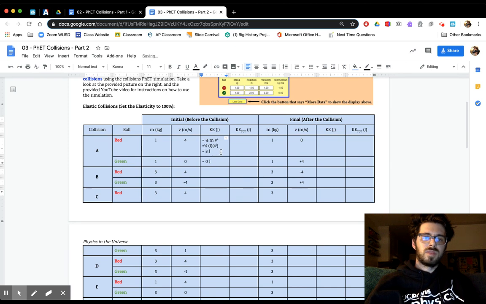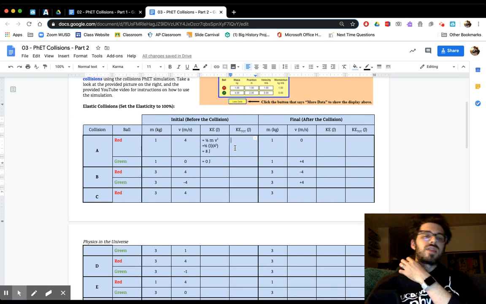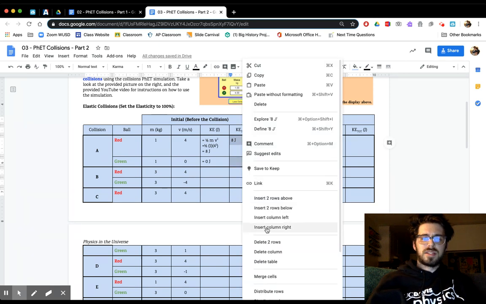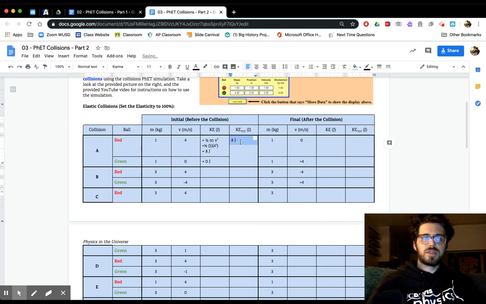All right, for total energy. By the way, you'll remember that in the past we dealt with potential energy. You're not going to deal with potential energy in this case because there's no height. So what's our total energy? It's going to be 8 plus 0, and so that will equal 8 joules. Straightforward. I just realized that these weren't merged. You can go ahead and merge those cells if you want. It's completely up to you.